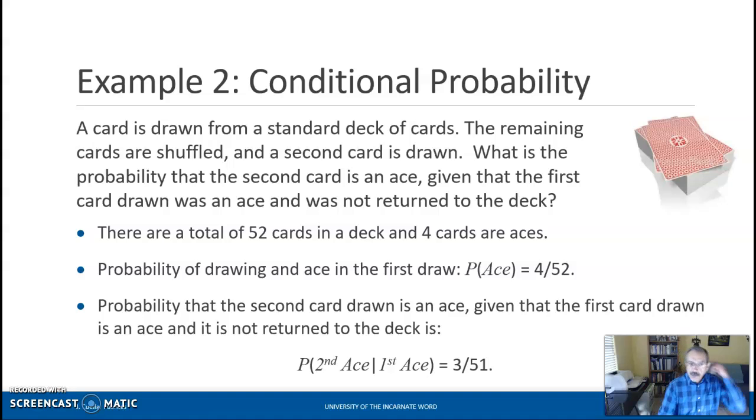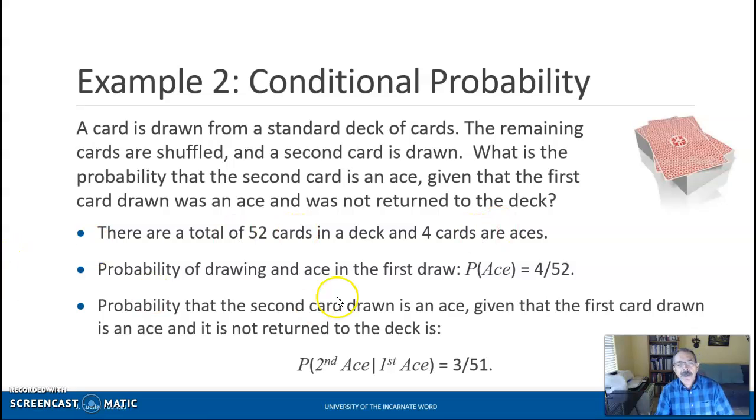All right, good. So let's look at other situations where conditional probability arises. So here's an example where a card is drawn from a standard deck of cards, and the remaining cards are shuffled, and a second card is drawn. So the question is, what is the probability that the second card is an ace given that the first card drawn was an ace and was not returned to the deck? If you don't play cards, but if you do, then you know that there are 52 cards in the deck, and 4 cards are aces.